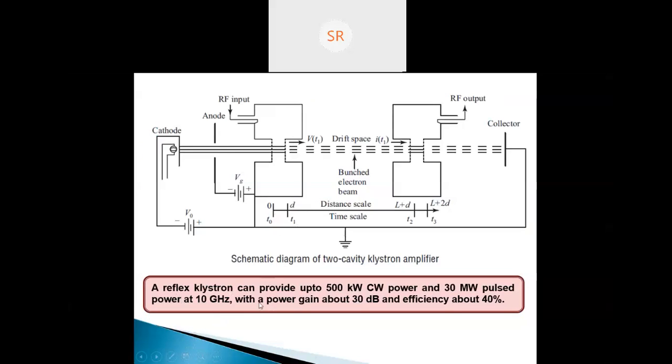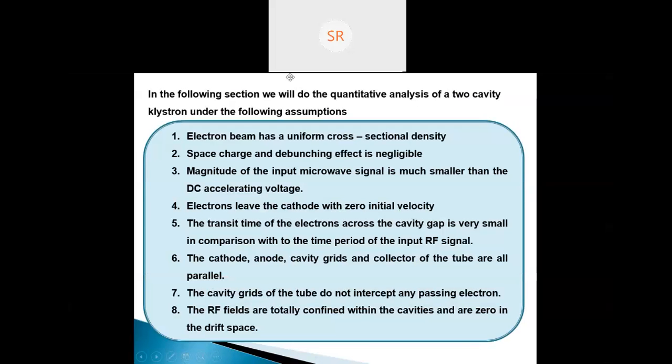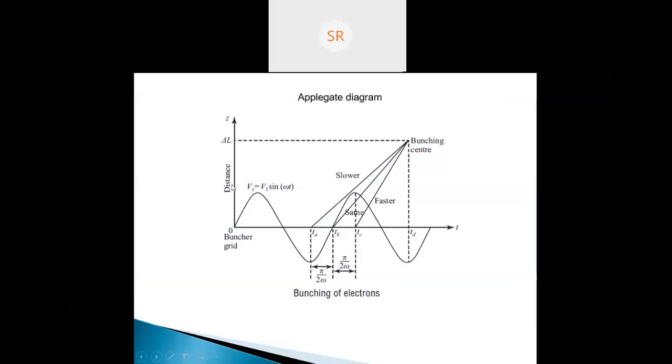So now a reflex klystron. Now this is actually about the two cavity klystron, so we consider the two cavity klystron. These are nothing but an explanation. Now bunching of electrons takes place. This one is your RF field.